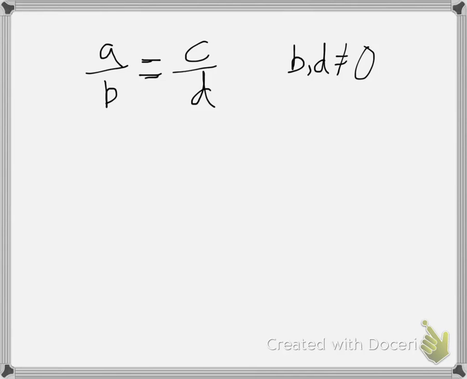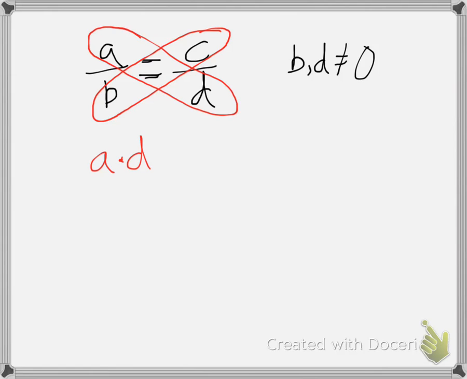Now, the interesting thing about proportions is that they have something called a cross product. If I have 2 ratios that are equal in value, then the product of these 2 numbers will equal the product of those 2 numbers. So A times D will equal B times C. This is true of any cross product. Let's look at some examples.